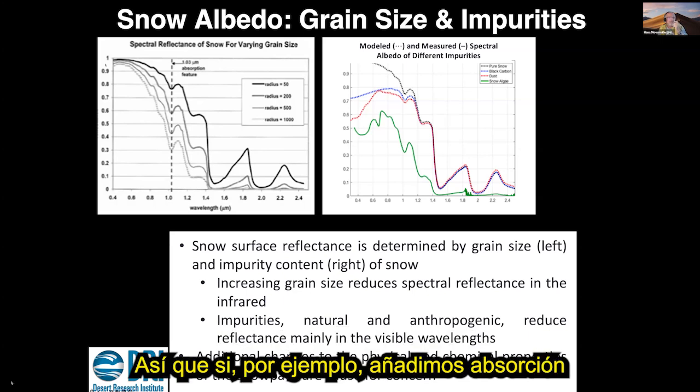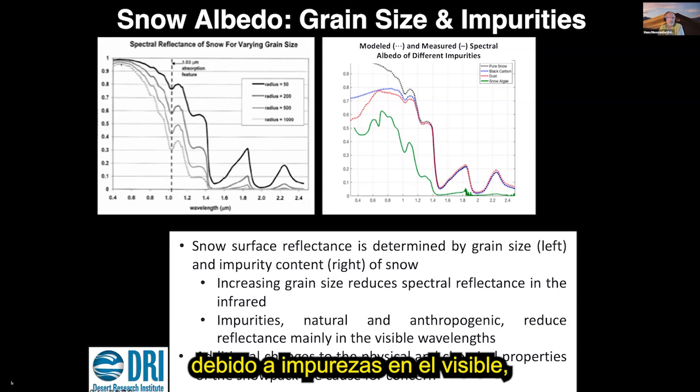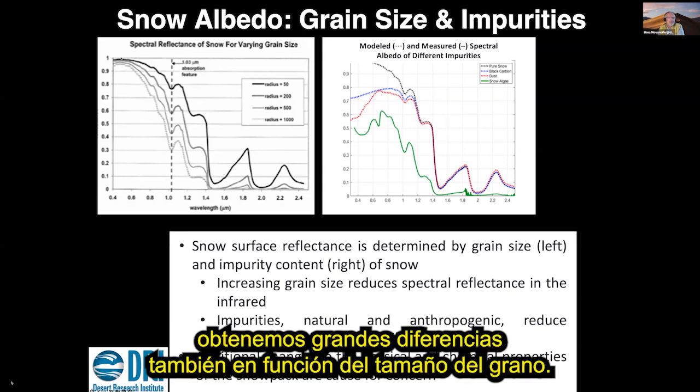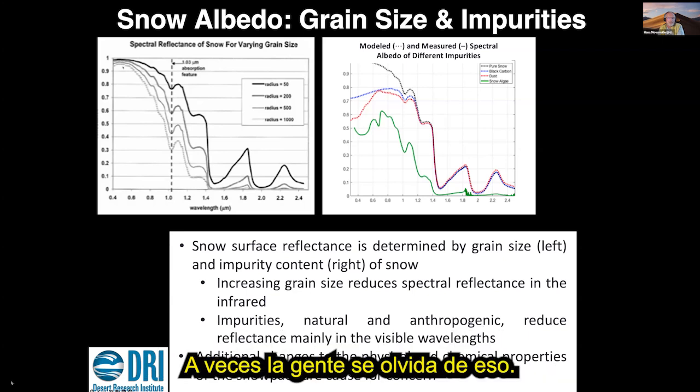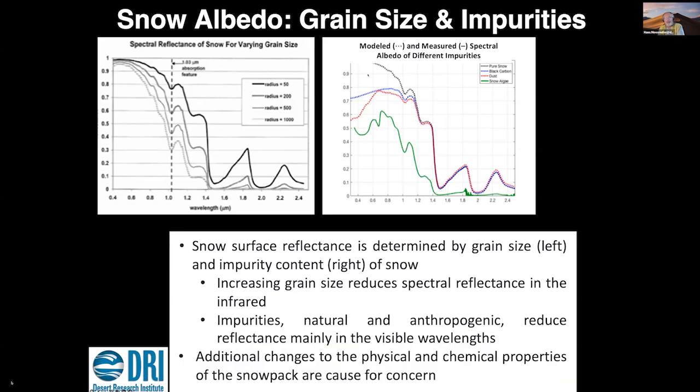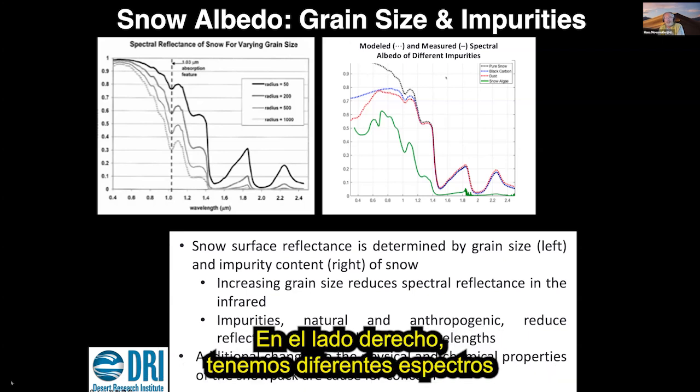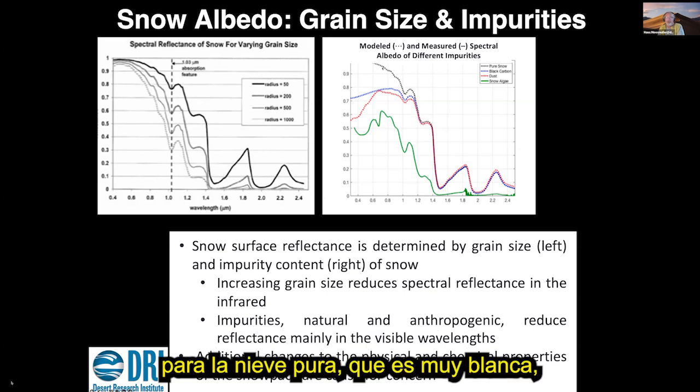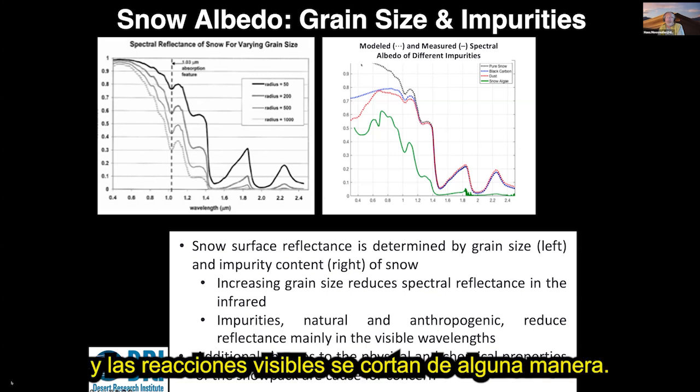So if we, for example, add absorption due to impurities in the visible, we get big differences as a function of grain size too. Sometimes people forget about that. On the right side, we have different spectra for pure snow, which is very white in the visible. Here, actually, this is somehow cut off.